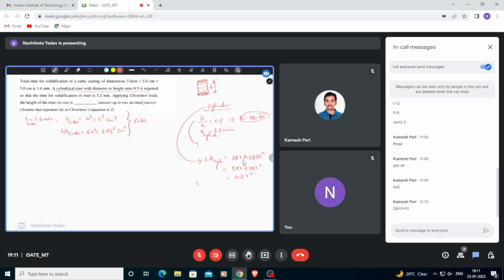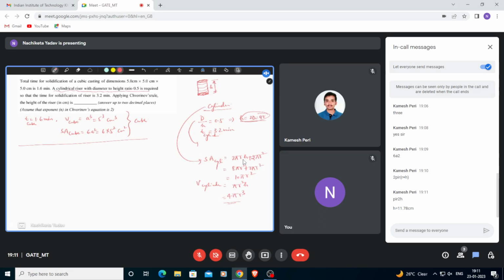What will be the volume of the cylinder? Yes, pi r square h. So we are converting h into r. We already know this relation, it is given in the equation. So we can write 4 pi r cube. And from Chauvin's rule, the h value will be this one.